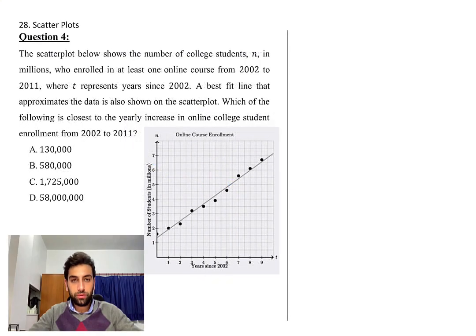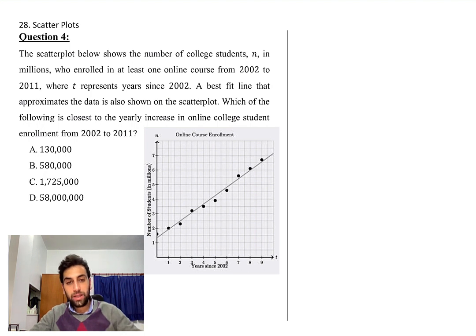Going to question number 4, the scatter plot below shows the number of college students N in millions who enrolled in at least one online course from 2002 to 2011, where T represents years since 2002. A best fit line that approximates the data is also shown on the scatter plot. Which of the following is closest to the yearly increase in online college student enrollment from 2002 to 2011?